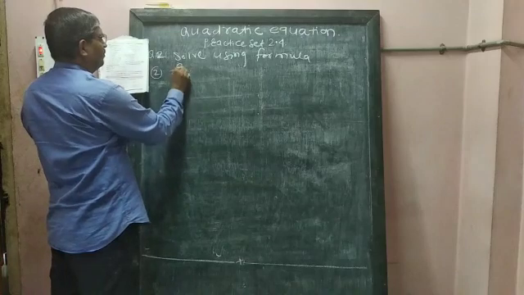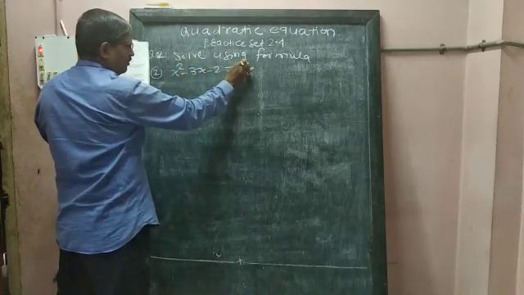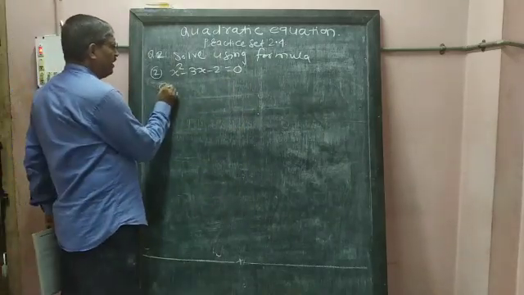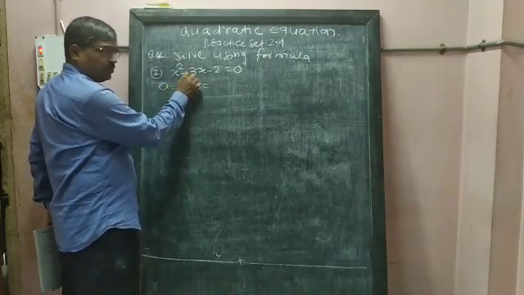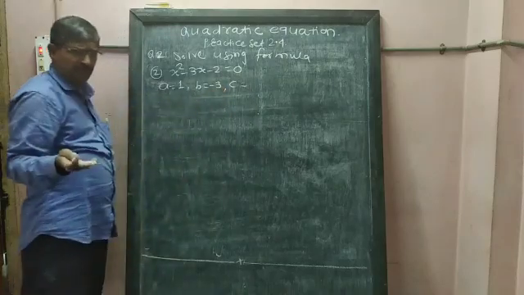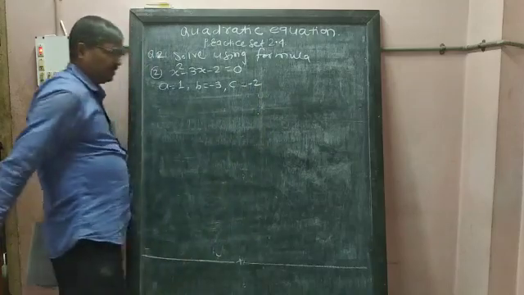x square minus 3x minus 2 is equal to 0. Okay. a is equal to 1, b is equal to minus 3, and you can tell the value of c. c is equal to minus 2. Correct, c is minus 2.